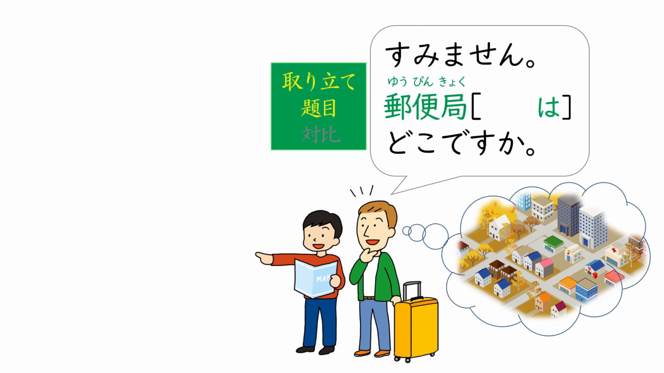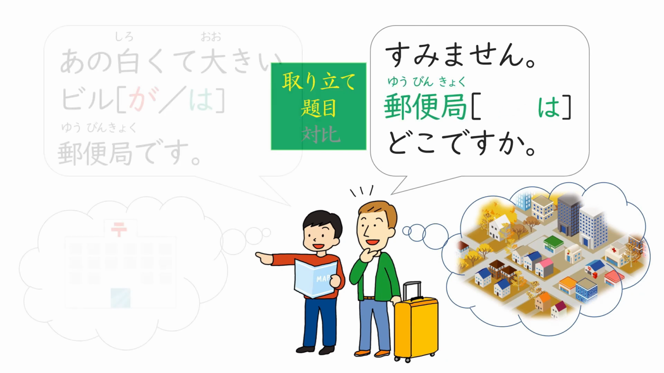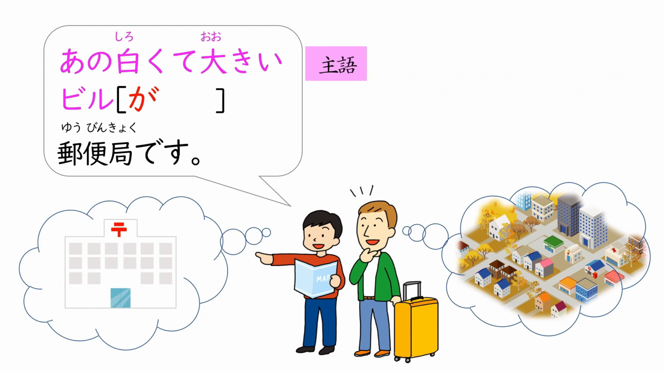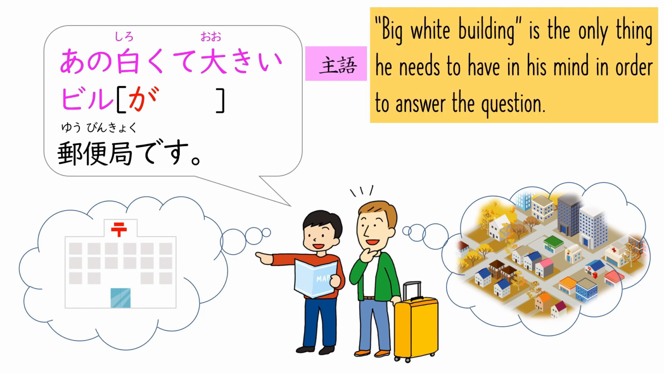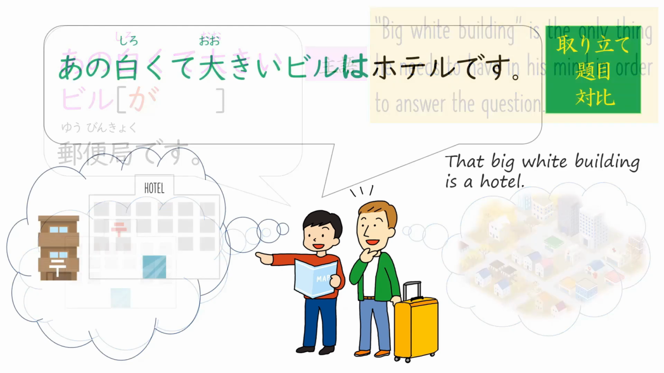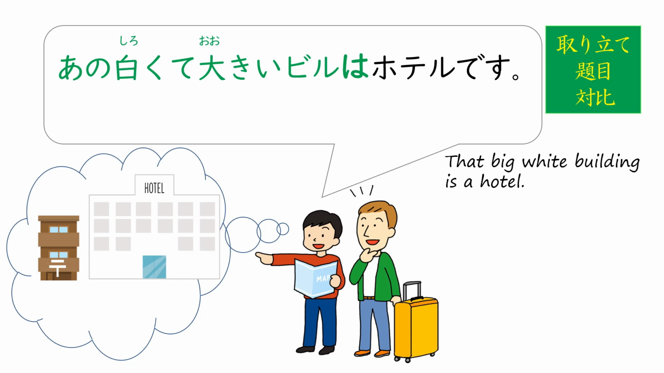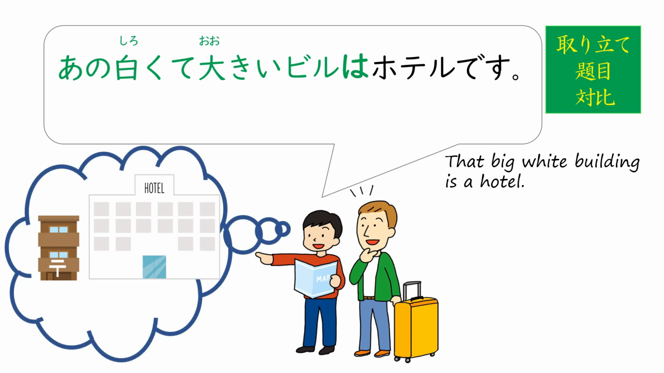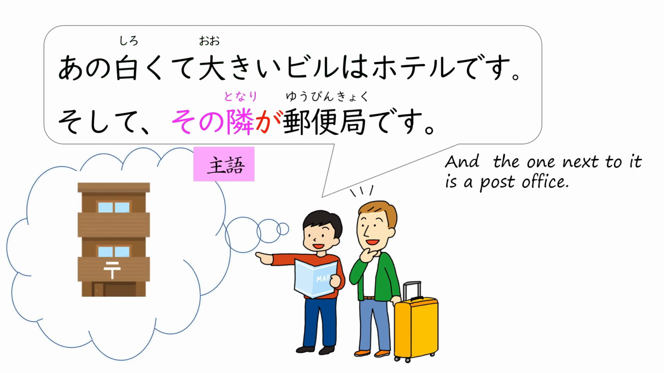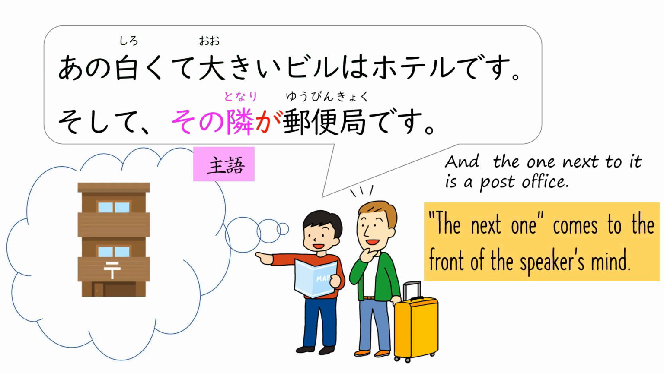すみません。郵便局はどこですか？ あの白くて大きいビルが郵便局です。 Big white building is the only thing he needs to have in his mind in order to answer the question. If he says, あの白くて大きいビルはホテルです。 he is comparing the big white building with something else. そして、その隣が郵便局です。 The next building comes to the front of the speaker's mind.